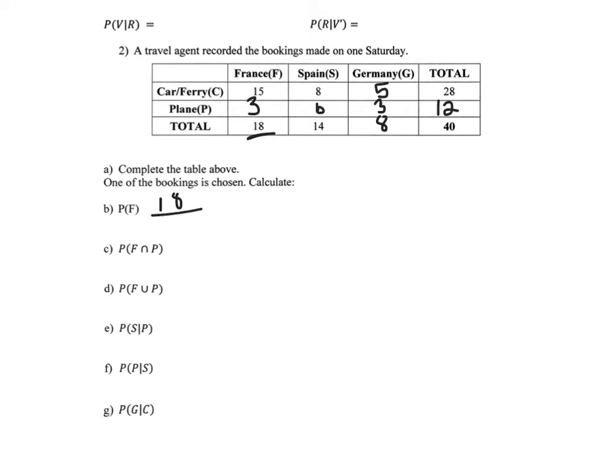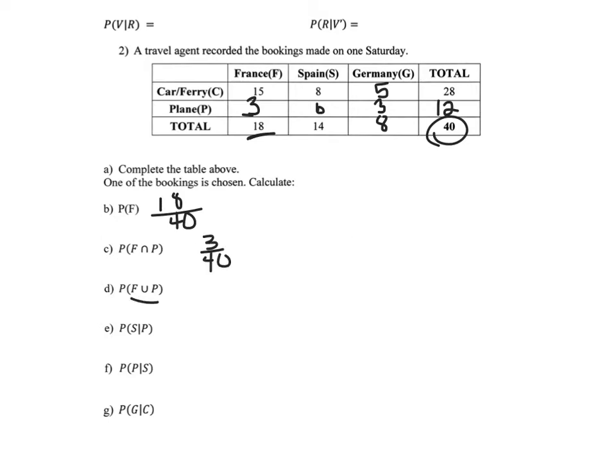Remember, if it's not a conditional probability, the bottom is always the total. So the total is an important thing. F and P. So there's 3 places right here where F and P intersect. So that's where they intersect. So there's that. This is 3 out of 40.